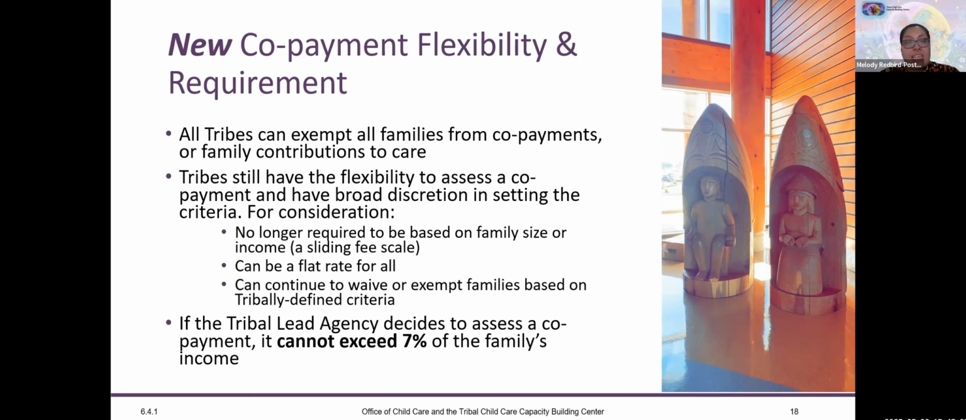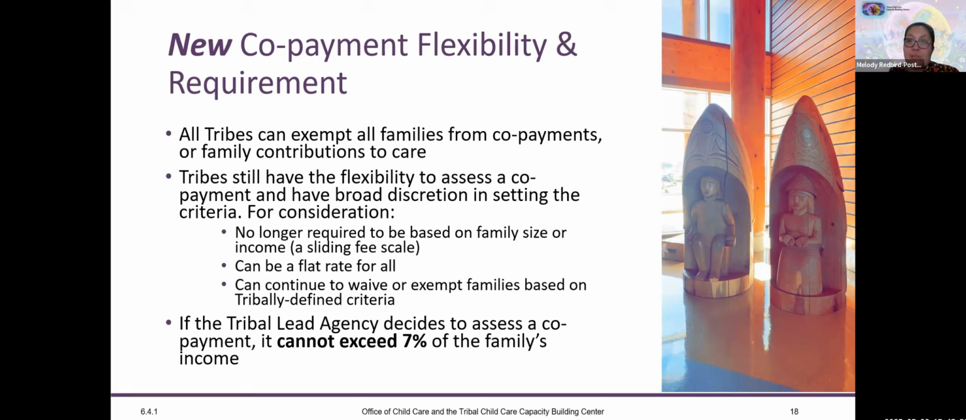You will see in 6.4.1 in the plan that there are pre-populated optional criteria to waive family copayments to choose from, if you choose to assess one in the first place. You will also see an other option, which is where you would describe the additional criteria if applicable.